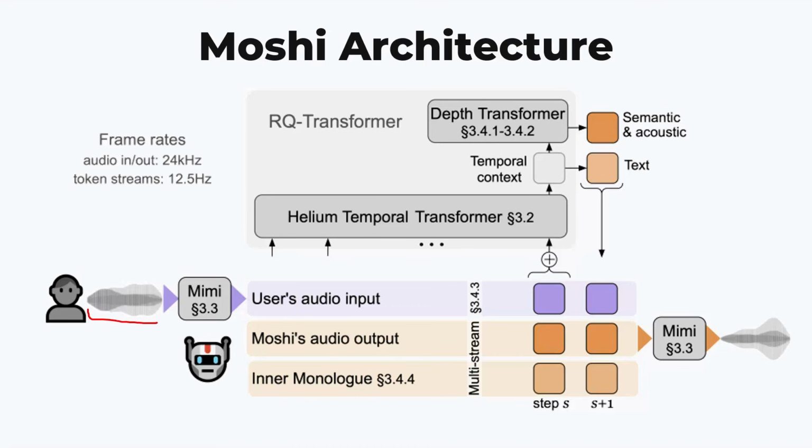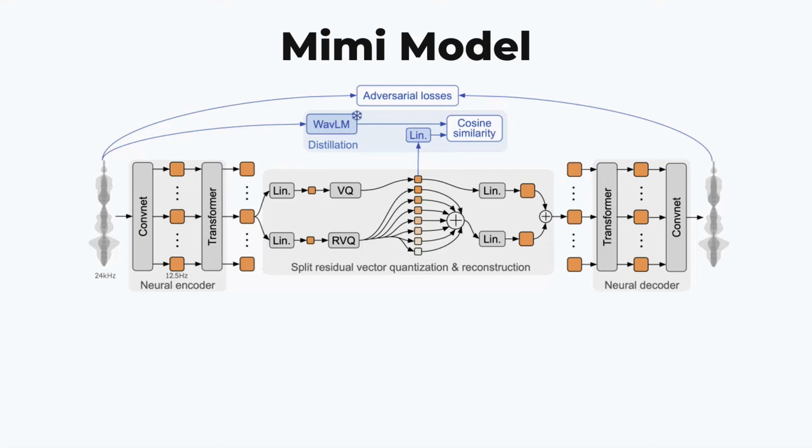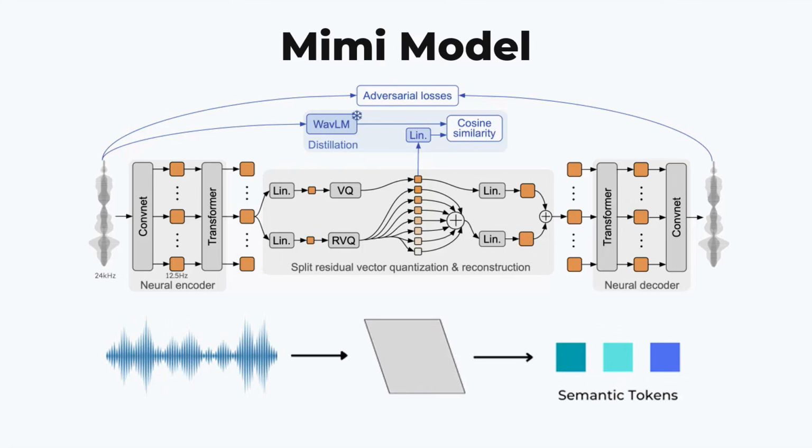Given the user's speech audio, the first thing that happens is it gets processed by a speech encoder called Mimi. This is a fairly small and lightweight model coming in at around 90 million parameters. There's a bunch of things that's happening inside this model, but they're not too relevant for understanding how inference works, so for now you can think of it as a model that takes in speech and turns it into a sequence of semantic audio tokens.